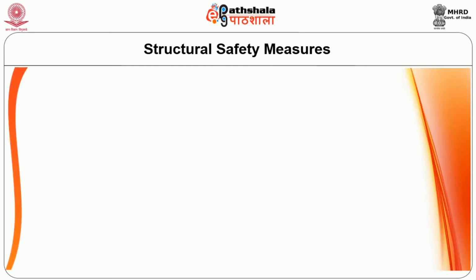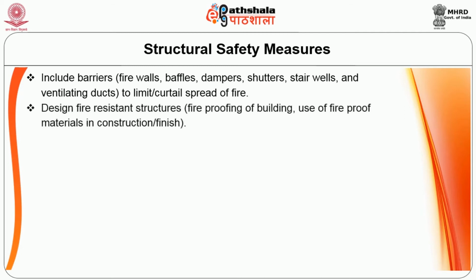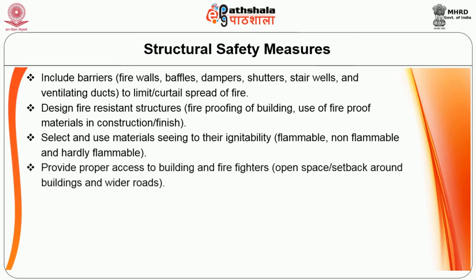What are the viable structural safety measures recommended? Include barriers like firewalls, baffles, dampers, shutters, etc. to limit or curtail spread of fire. Design fire-resistant structures by fireproofing of buildings or use of fireproof materials. Select and use materials seeing to their ignitability. Provide proper access to the building and firefighters.